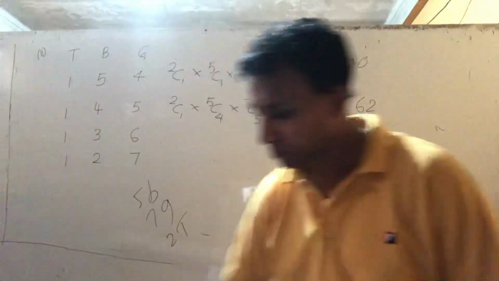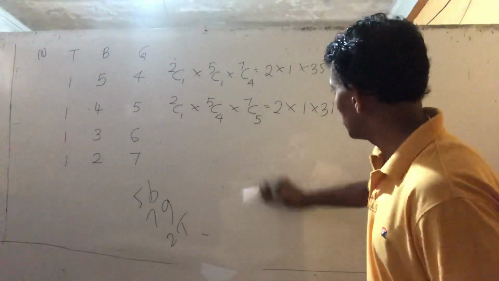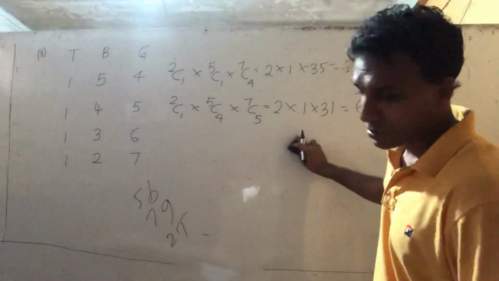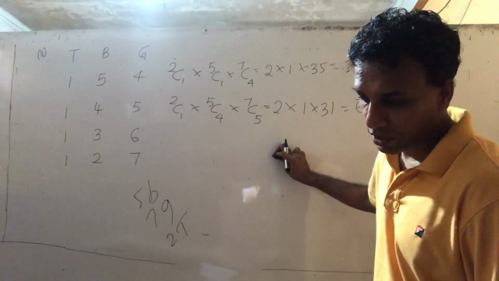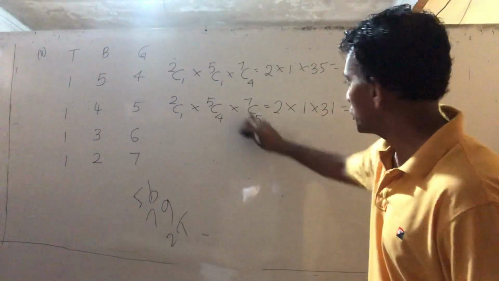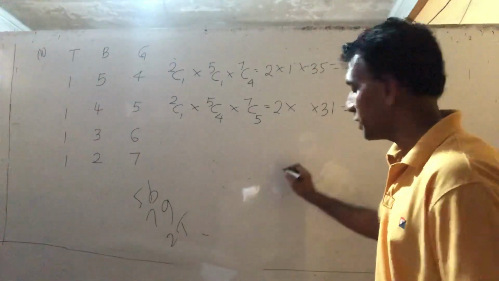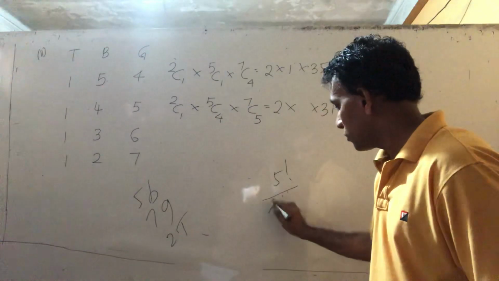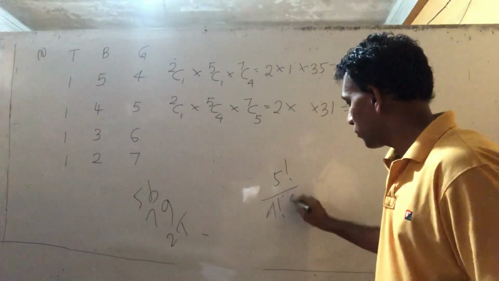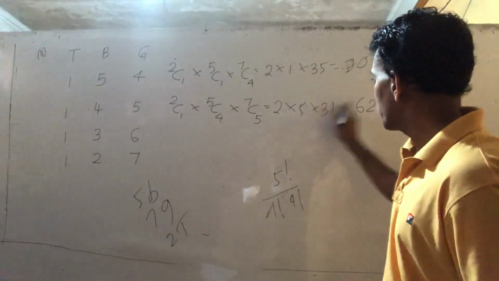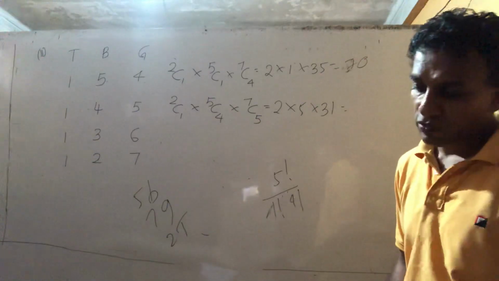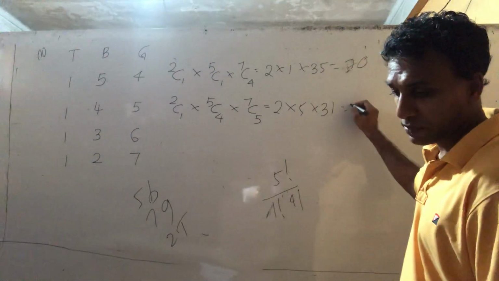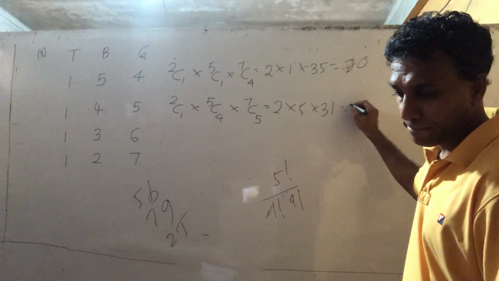2 into, this is 2 times... something I'm missing, this 5C1 here, 5C4 is 5. What is 5C4? 5. So 2 multiplied by 5 by 21, 210, multiply all, 210. Okay.